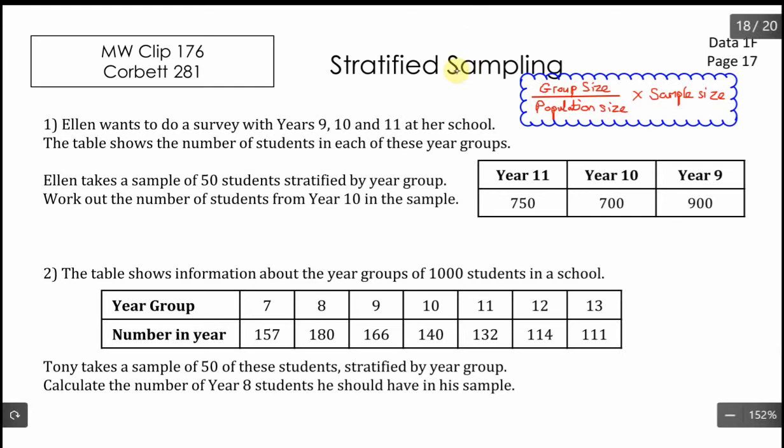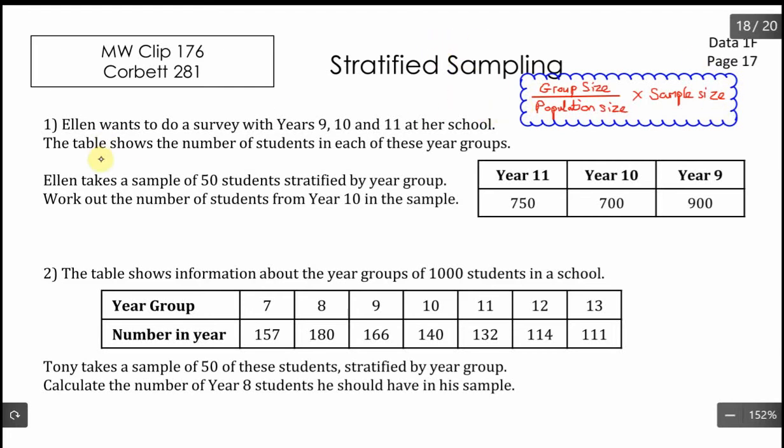Just going to go through this page on stratified sampling from the Data 1F pack. Okay, stratified sampling has almost been removed from the GCSE syllabus, but has kind of been replaced by something very similar called proportional representation. It's exactly the same thing really, except there's some minor differences. But if you can do this, and it's still an important skill to be able to have really, then you'll find its replacement no issue whatsoever.